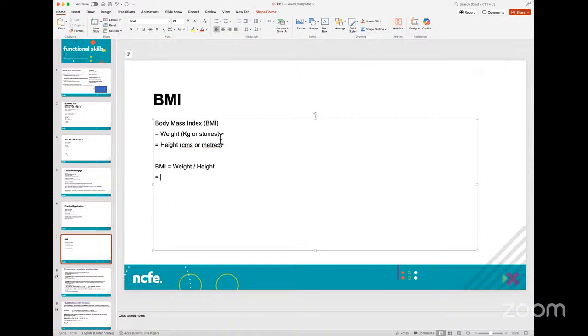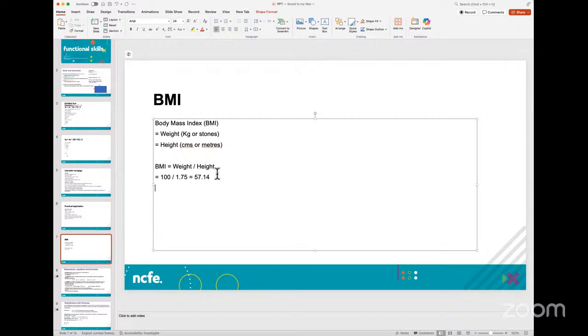So if I know my weight, for example, is 70 kg and my height is say 1.75 meters, then my BMI is going to be 22.86 if you solve this equation. And that would mean I'm not obese. I'm within the healthy range. But if your weight was, for example, 100 kg, and your height was 1.75 meters, if you divide 100 by 1.75, your BMI is going to be 57.12. So you are going to be obese.